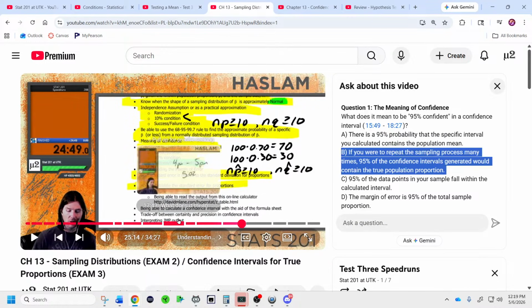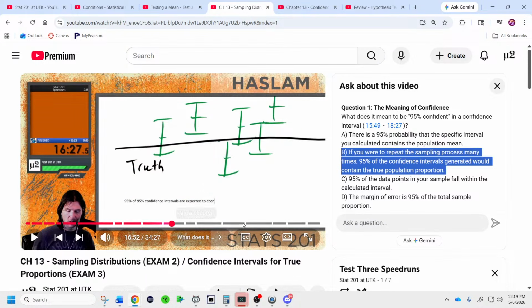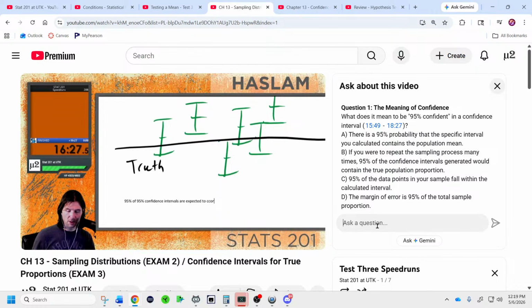And I actually just saw that in the video. That's where I'm talking about it right here. 95% of 95% confidence intervals contain the truth. So the first question is B.